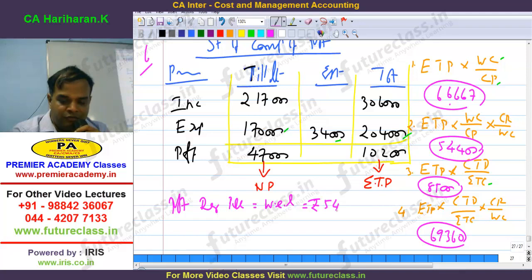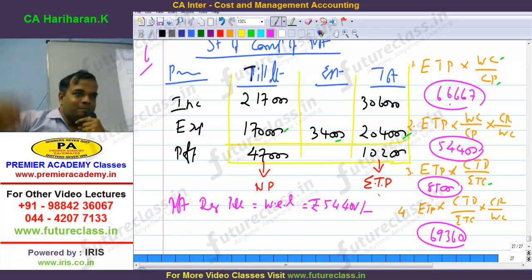Rupees 54,400 has to be recognized in the P&L account. Profit to be recognized in the P&L account based on prudent concept. You know prudent concept, am I right? Good. Little fast. Okay. Next.